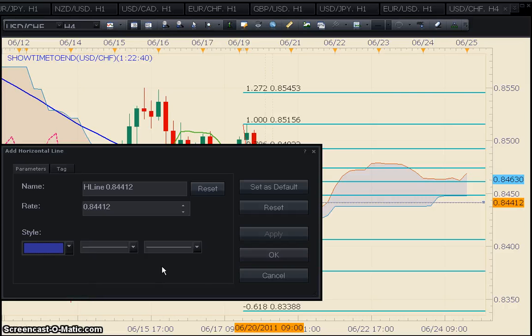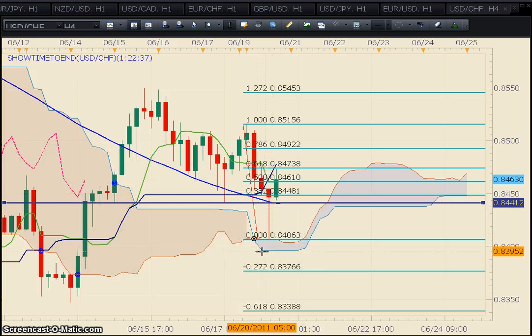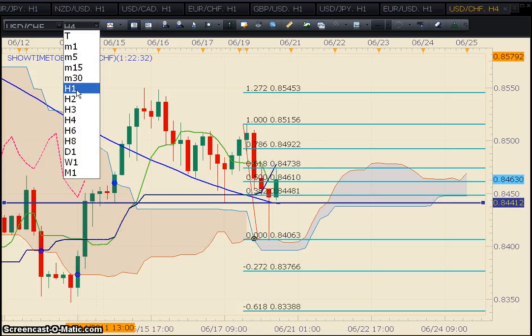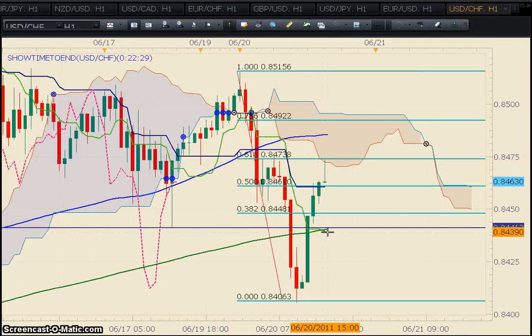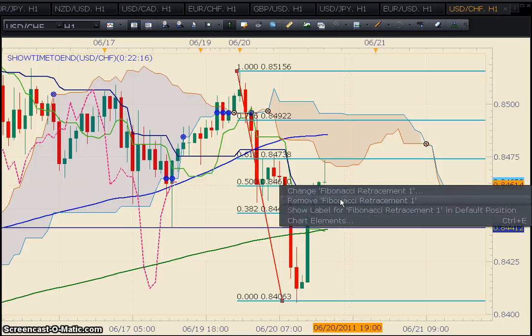Okay, so we put this line in here, and then we'll go back to the hourly. Okay, so here's that. We want to close below this level here. That's that 100 bar moving average. We want something to close below that, because if you try to get back in this trade off of this Kijun, we'll close out these Fibonaccis.